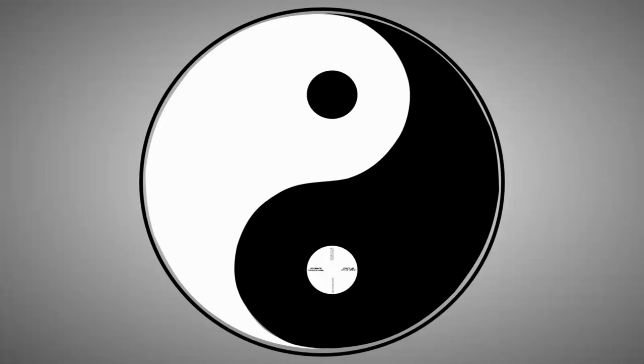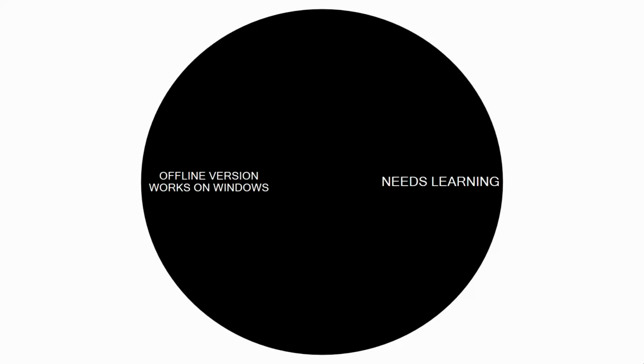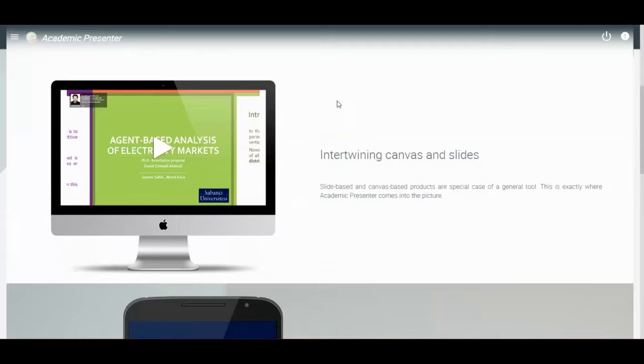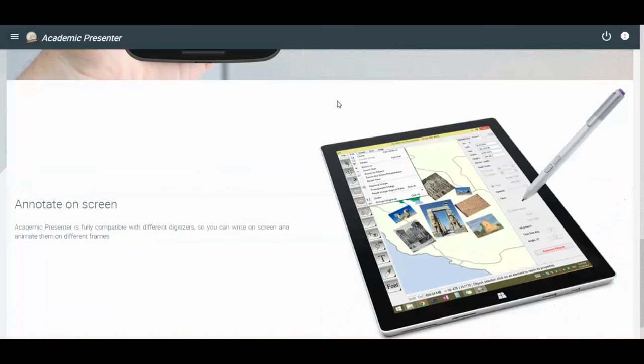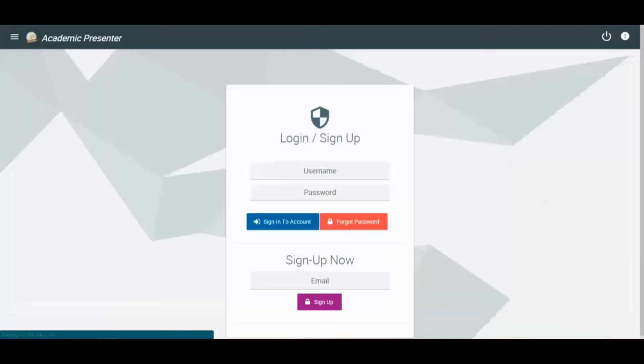The first drawback is the necessity of learning, and this process is time consuming. The second concern is that the offline version of Academic Presenter is only available in Windows. However, the online edition can present the project on any device regardless of its operating system.